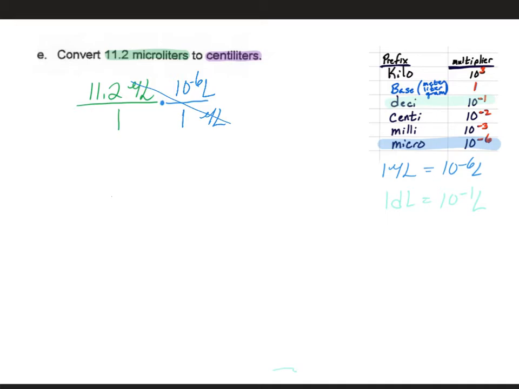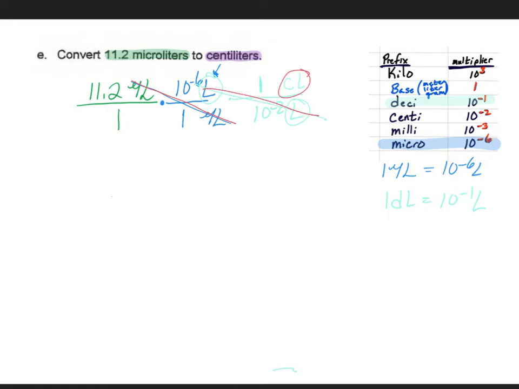We don't want the answer in liters, we're looking for centiliters, so we need to do another step. So our third fraction is going to have liter on the bottom because I currently have the liter on the top, and then I'm going to put centiliter on top. And in this case, the 1 goes with the centiliter, the 10 to the minus 2 goes with the liter. So you should see that the microliters cancel out, and then the liters cancel out. So our answer is in centiliters.